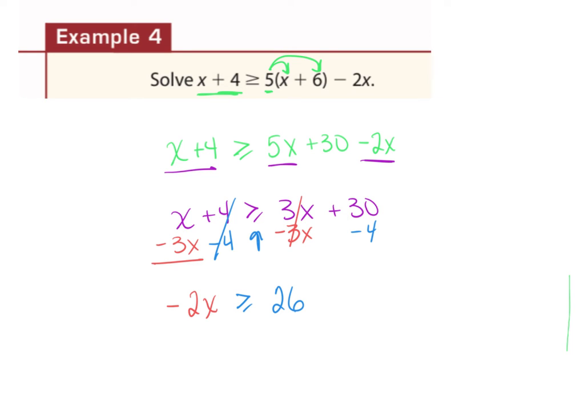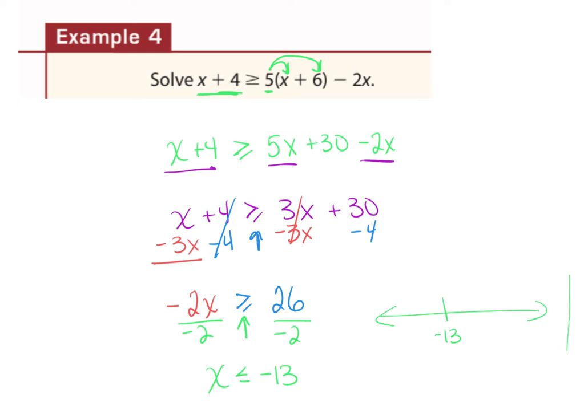My last step is always going to be to multiply or divide. And what am I going to multiply or divide by? I'm dividing by the -2. Because I divided by a negative, this guy needs to flip. What is 26 divided by -2? -13.